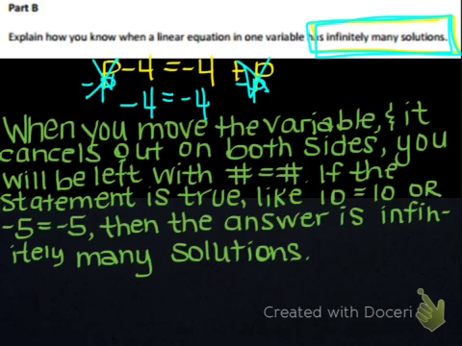Okay, so I've gone ahead and written out what I was just saying in words, only this time I've put it into writing. When you move the variable and it cancels out on both sides, you will be left with a number equals a number. If the statement is true, like 10 equals 10 or negative 5 equals negative 5, then the answer is going to be infinitely many solutions.